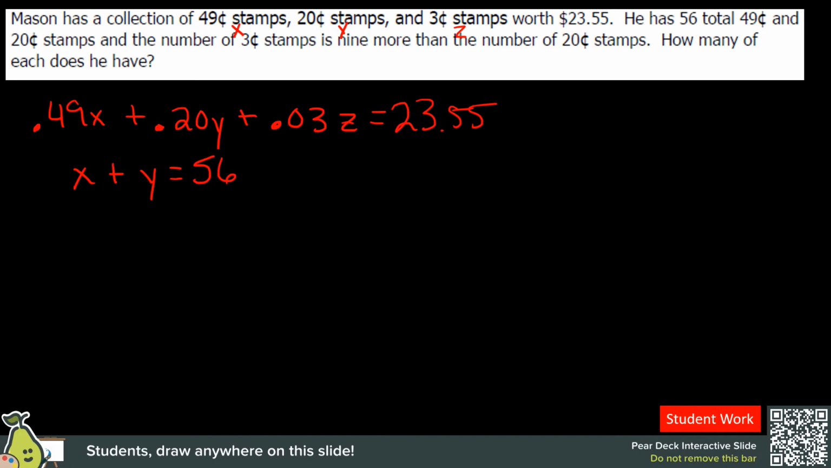But now, because it is a 3-variable system, we have to have another one. It says the number of 3-cent stamps is 9 more than the number of 20-cent stamps. So we get our 20-cent stamps, which is Y, plus 9 more equals our number of 3-cent stamps, which is Z. Okay? So we have our 3 equations. We can use these 3 equations to solve for our X, solve for our Y, and solve for our Z. I'm going to let you guys do that one. If you have any questions, please, please, please message me on Teams, guys. I'll be more than happy to help you out.